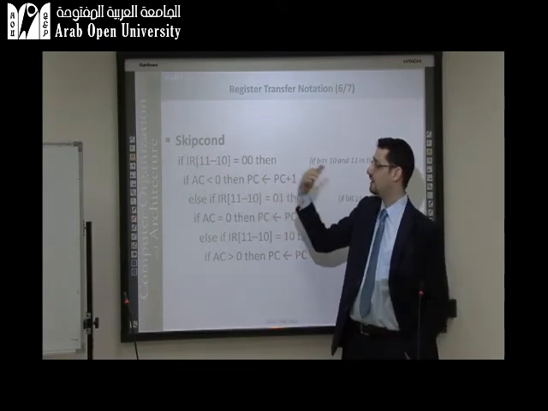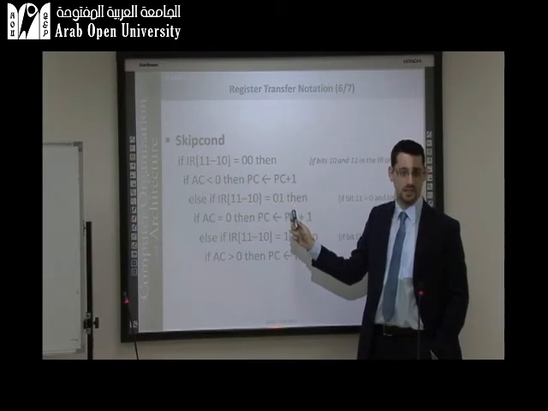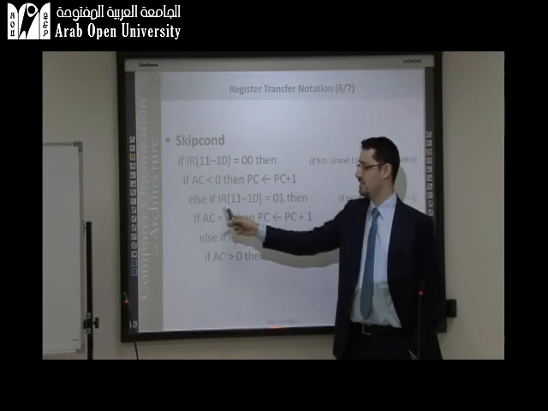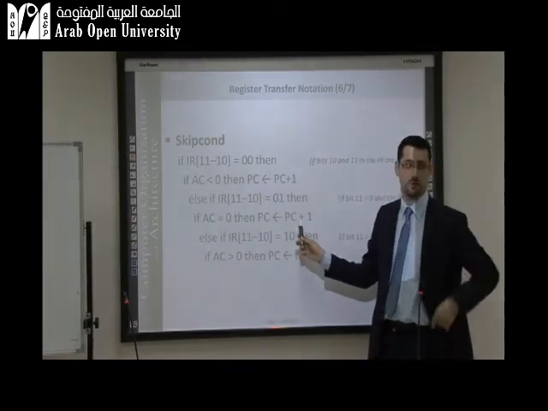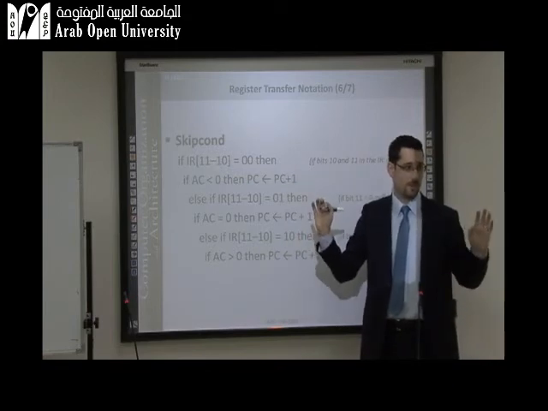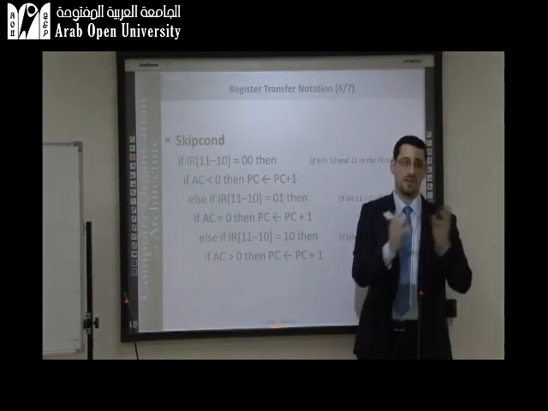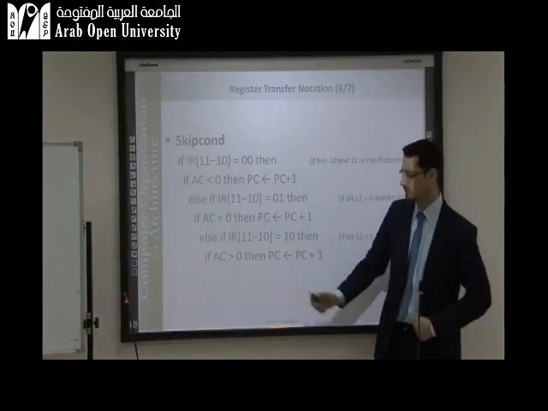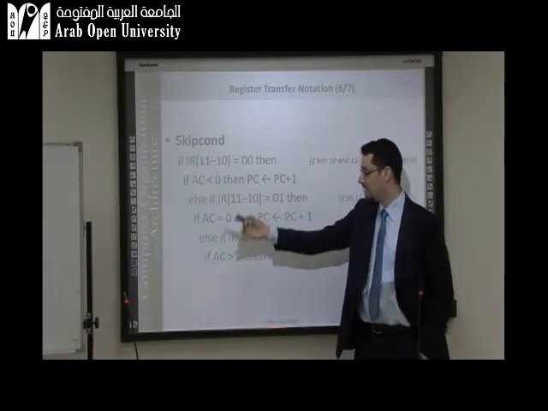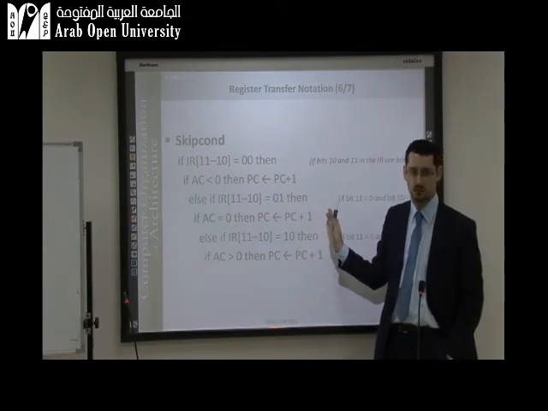Now, if they are equal 0, 1, so this is 400, in this case you are testing if the accumulator is equal 0. If it is equal 0, then you will skip the next instruction. Else you will do nothing. There is no else; the only else is to test if you have another test. But if it's 0, 1 and the accumulator is not equal 0, then we will not increment PC by 1. That is what I wanted to say.